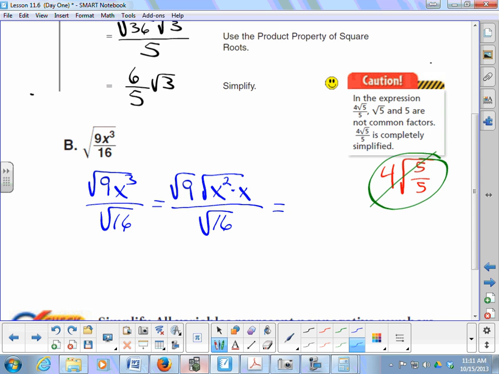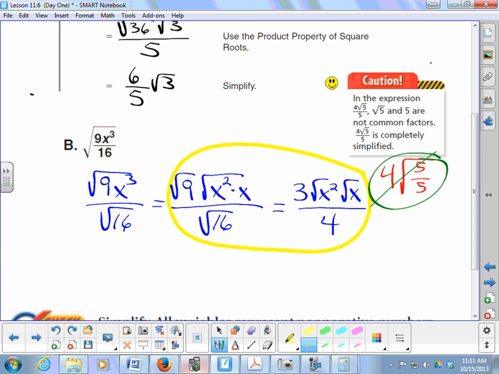I know that square root of 9 is 3, and then I can write this as two separate pieces. And square root of 16 is 4. All right. If you can get to the answer from here, I'm good with that. Or you say it this way. All right. You can go either one of those steps.